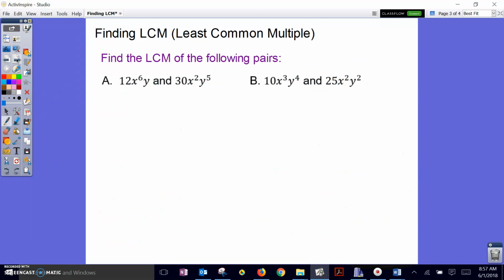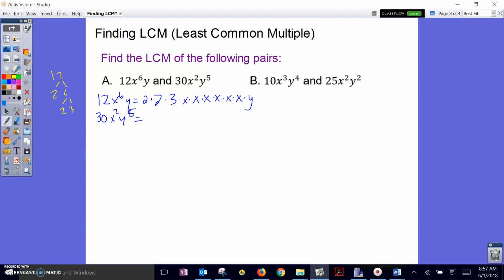All right, let's do a couple more here. I'm going to find the LCM of these pairs, 12x to the 6th y and 30x squared y to the 5th. So I'll start with my factorization of 12x to the 6th y. 12 breaks down as 2 times 6, and 6 is 2 times 3. So that's going to be 2 times 2 times 3. And then we've got a bunch of x's and a single y. And then 30x to the 2nd y to the 5th.